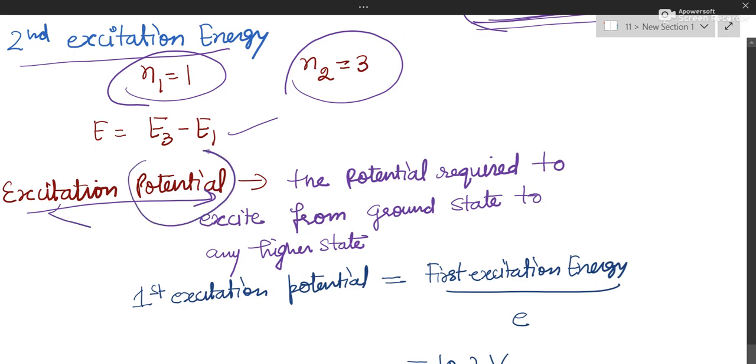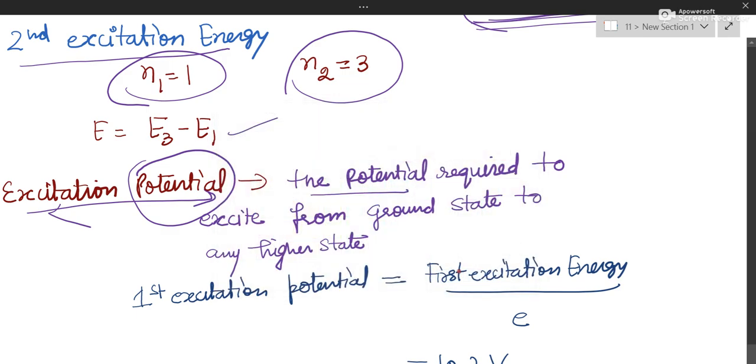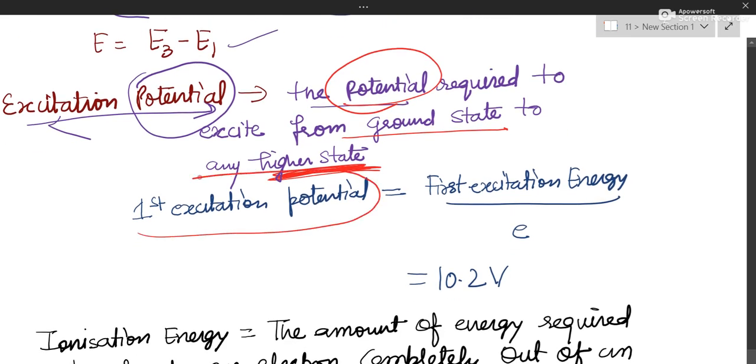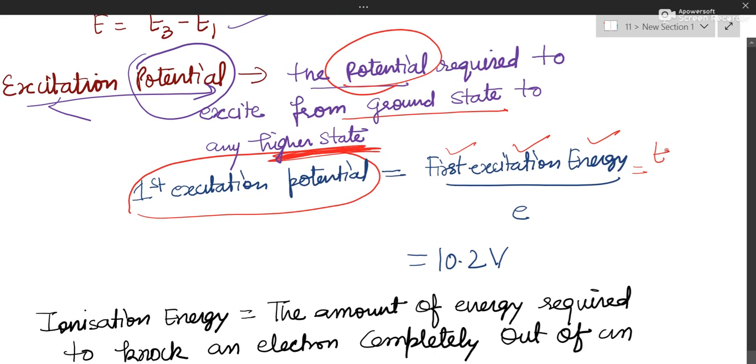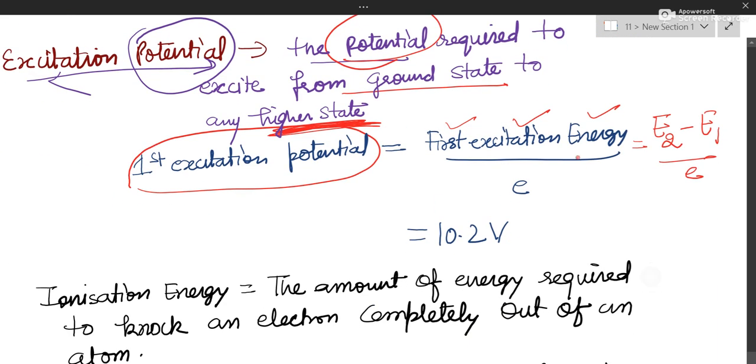Now we have excitation potential. Excitation potential is the amount of potential required. In the previous topic we had excitation energy, the energy required to excite an electron from the ground to a higher state. Here we require a potential. How to calculate? You have already calculated first excitation energy, jumping from E1 to E2, and it came as 10.2 electron volt. You simply divide it by the electronic charge, so the e cancels and this is the potential.